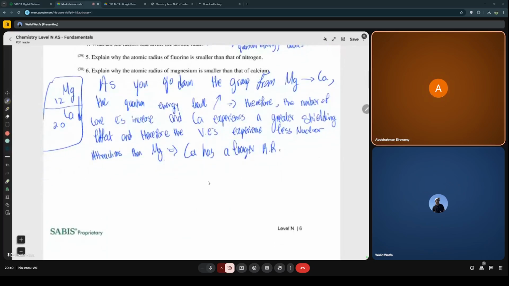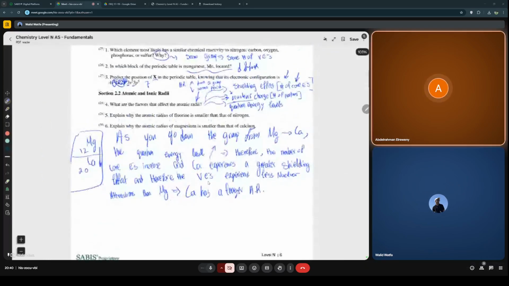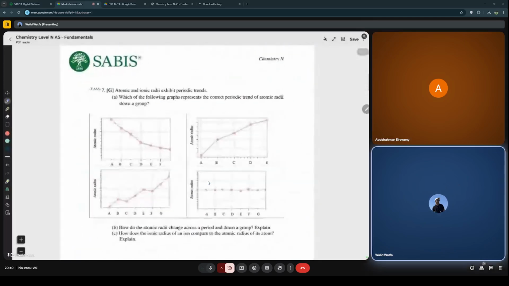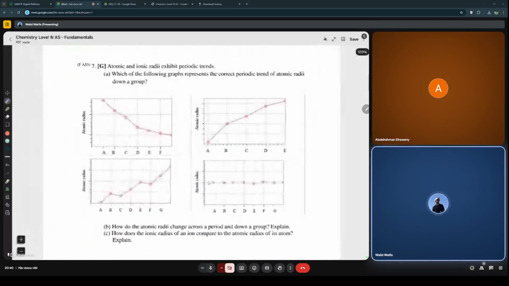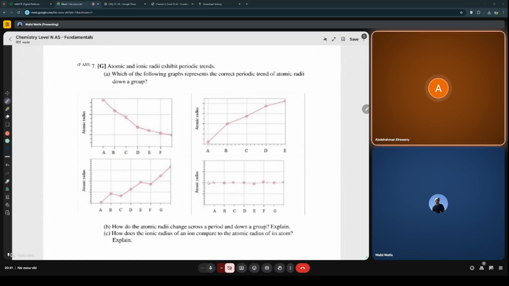That's larger. Yeah. Not bad, huh? The next question: atomic and ionic radii exhibit periodic trends. Which of the following graphs represents the correct periodic trend of atomic radius down a group? Before looking at the graph, what happens to atomic radius down the group? Increases. Perfect. So which one is it? The top right.